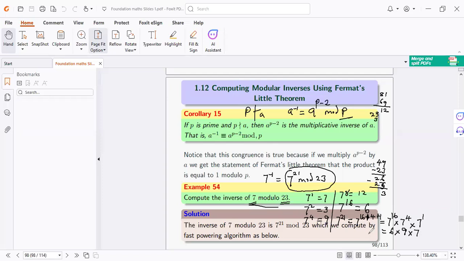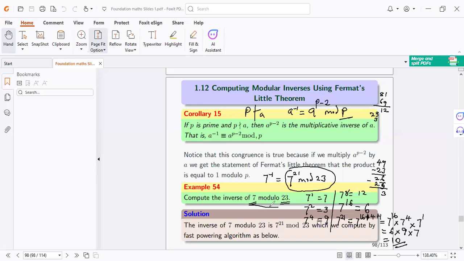378 divided by 23. It goes there 16 times. What will be the remainder? The remainder will be 10. So this 10, therefore, is the inverse of 7. So we used the Fermat's little theorem to do this inverse.